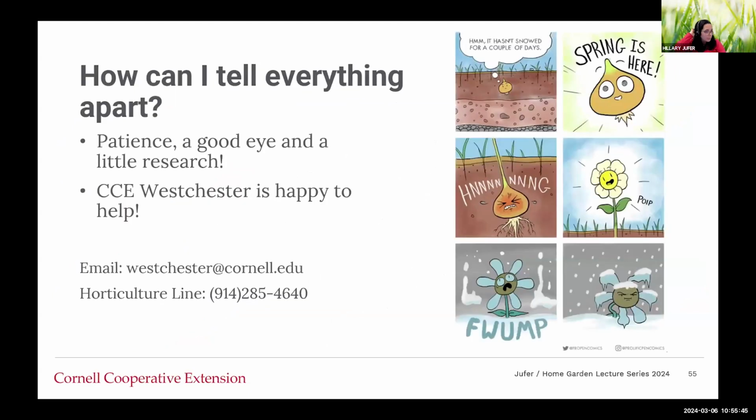So how can I tell everything apart? Great question. Patience, a good eye, and a little research, and happy to help whenever we can. You can always send us an email or give us a phone call, and send us pictures or anything, and we'll definitely be able to take a look at it all and help you through the process of figuring it out. All right. And I don't know if there are any questions, Amy, but thank you for having me speak.